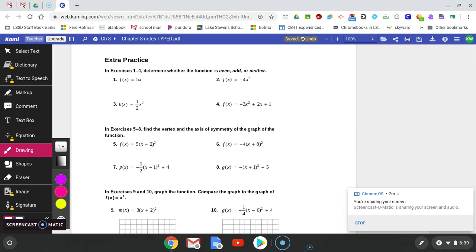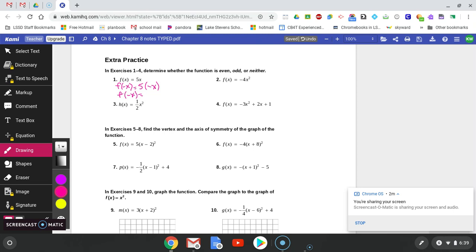All right, so let's start by looking at even, odd, or neither. So to determine whether it's even or odd, we're always going to plug in a negative x everywhere we see an x. If every single thing changes to the opposite sign, then it is odd. If nothing changes, it is even. And if part of it changes and part of it doesn't change, then that's going to be neither.